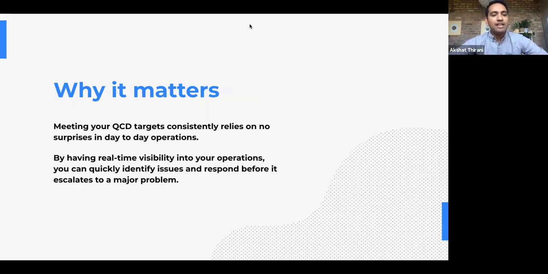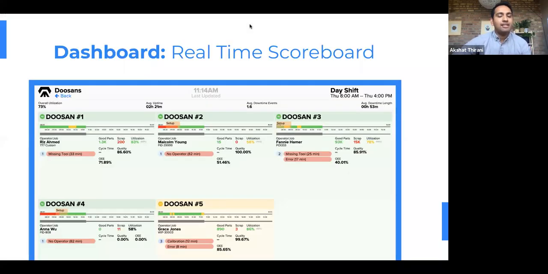And so the reason it matters long term is meeting quality, cost, and delivery targets rely on avoiding production surprises day to day. And by having dashboards that give you a real time look into what is happening on your shop floor, you can quickly identify issues proactively and respond to them before they become major issues. So, to that end, here's one example of a dashboard that we have at Amper.